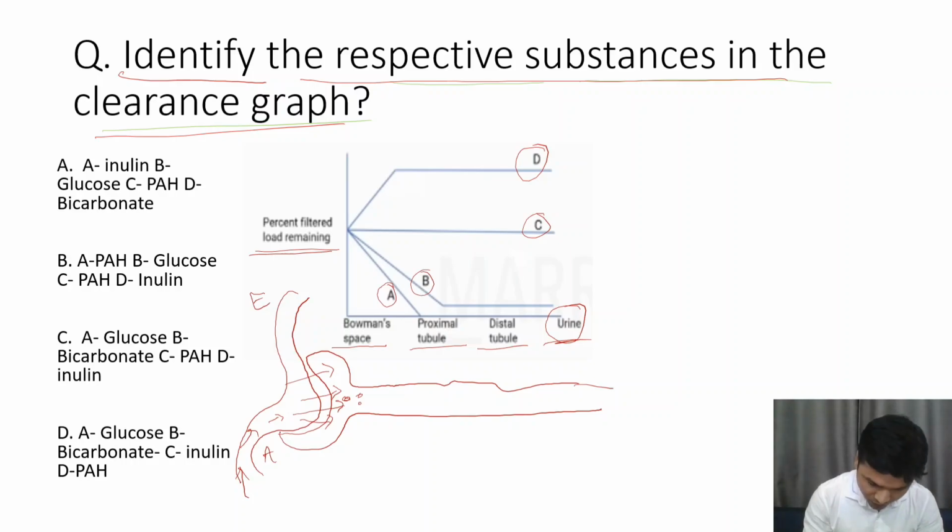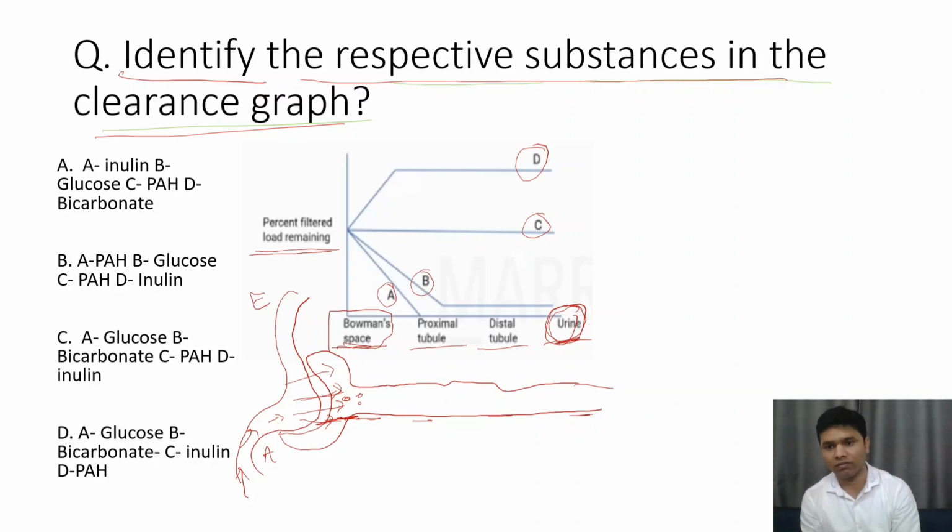So here is the Bowman's space substance, and after filtration, what will happen to that substance until the formation of urine? There are different parts. Suppose this is Bowman's space, and this is the proximal tubule, the distal tubule, and this is the last part, the urine. This is the urine formation. So in between, is there any change in the concentration of the substance or not?